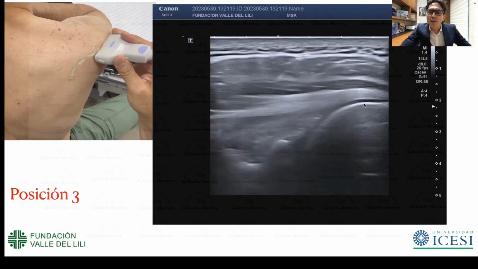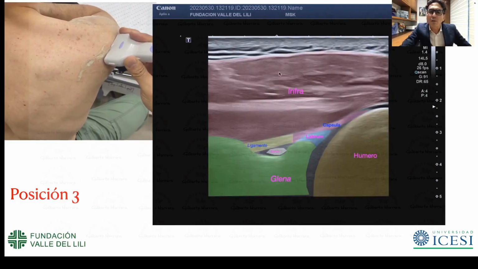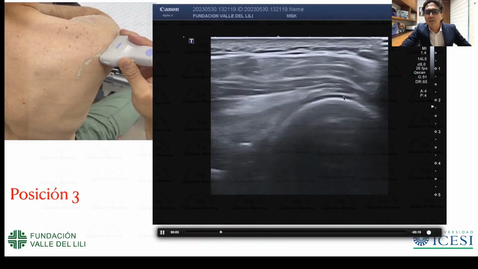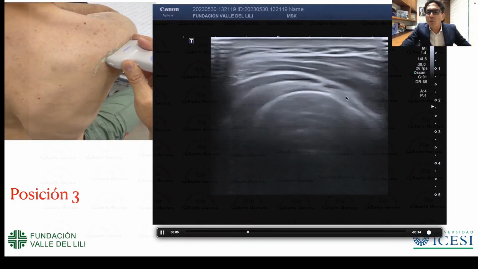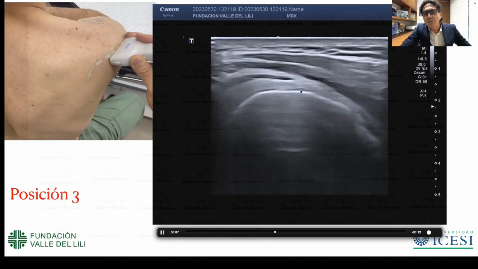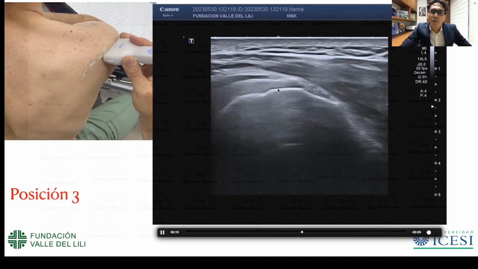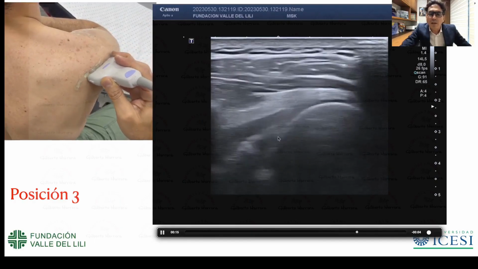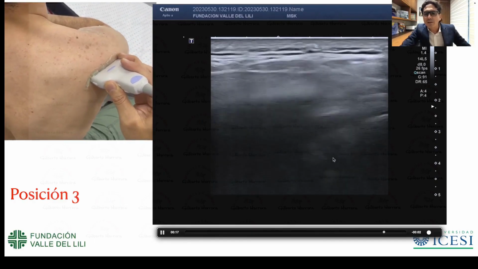We need to know the size of the footprint, we need to know the characteristics of each part, the muscle pattern, the intramuscular tendon pattern, cartilage, the humeral head, the entire extent of the footprint. Look at how perfectly flat it appears. We move more medially and evaluate the entire joint from the posterior side.